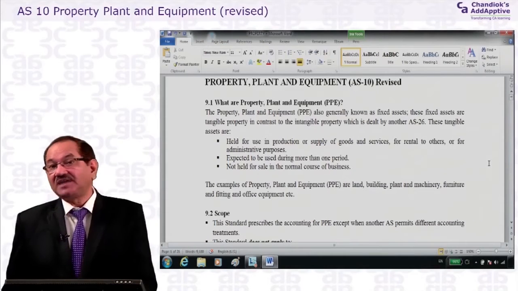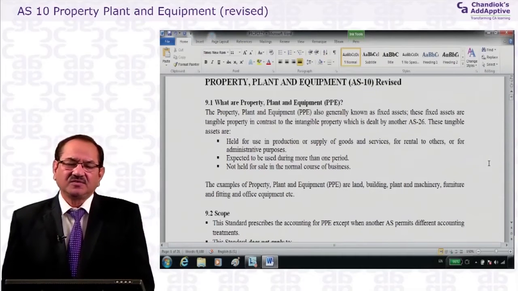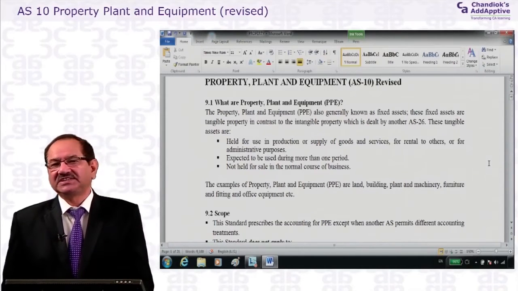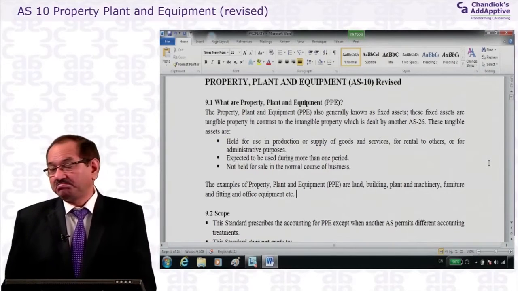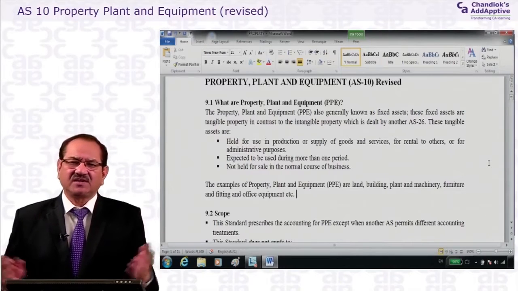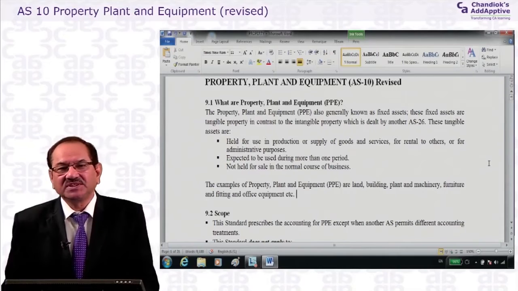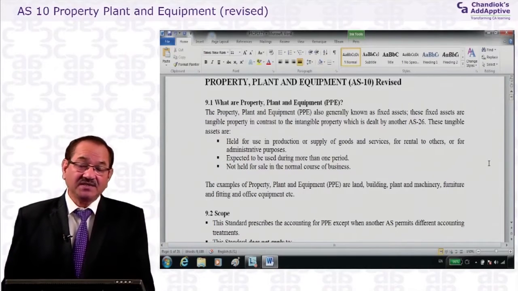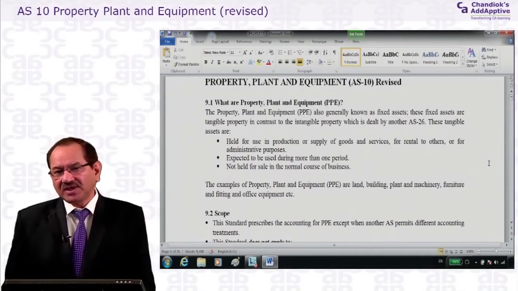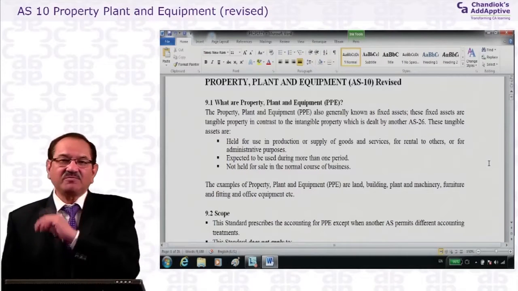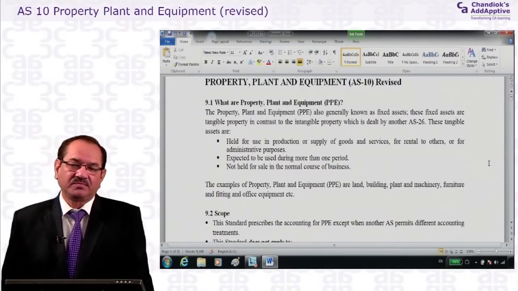But it doesn't mean that you can't sell it. After purchasing, if you find that you have purchased a wrong fixed asset, and it is not suitable, you can very well change it. Or maybe after two or three years it has become obsolete, and better upgraded versions have come in the market. You may like to purchase the new one and sell the earlier one. You can sell it. But at the time of purchase, there is no intention to resell that asset.